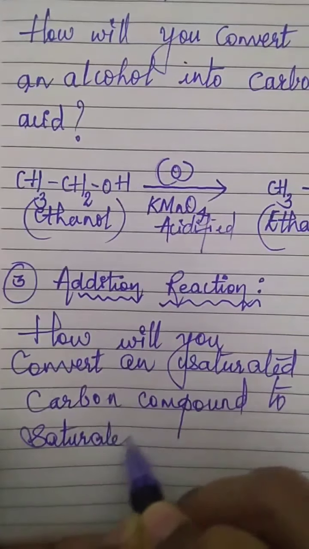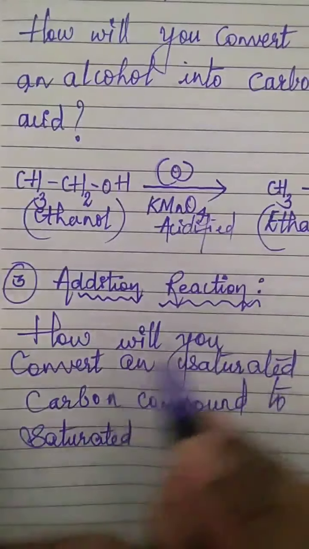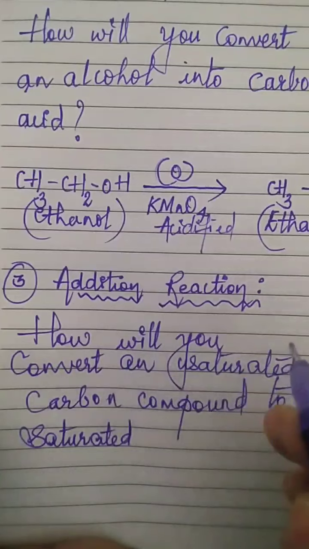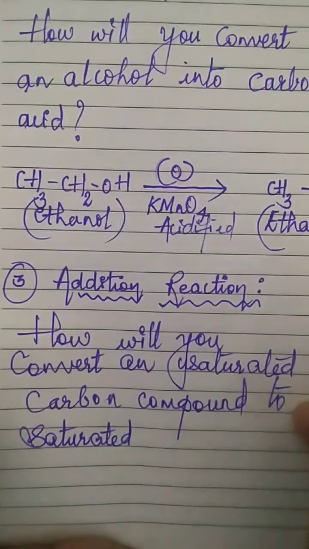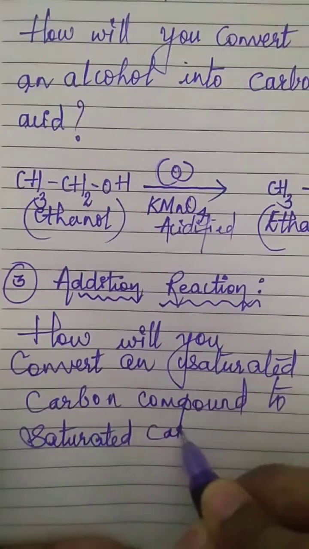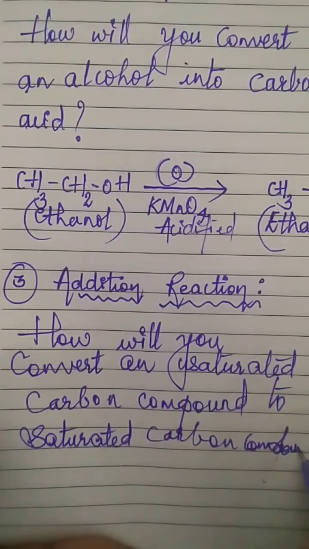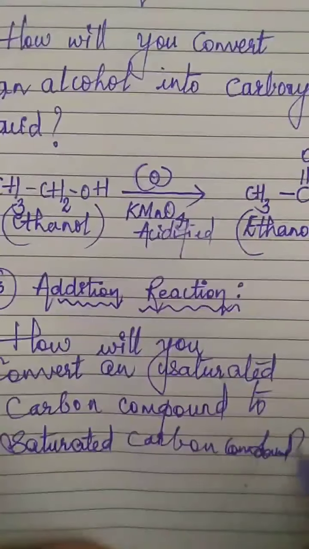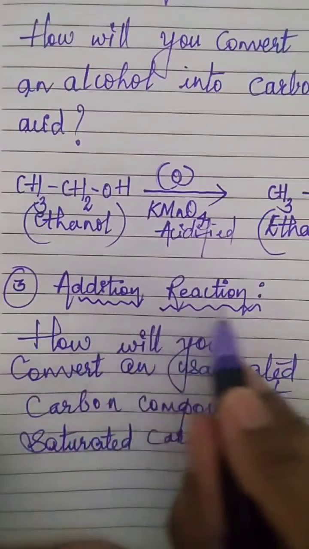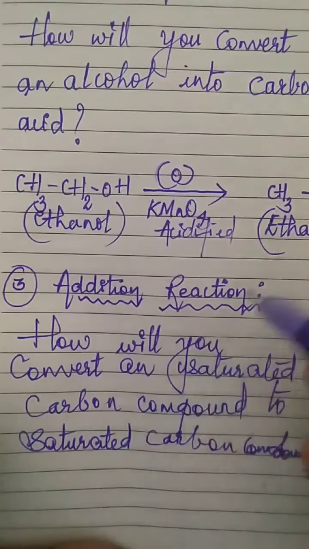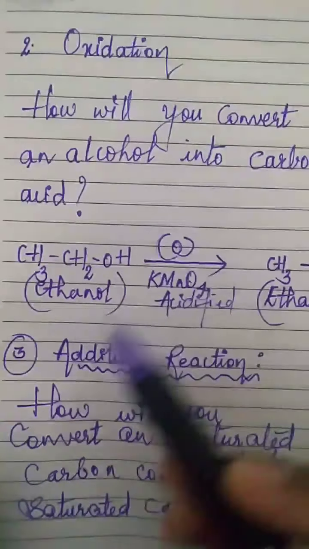An unsaturated carbon compound means a compound which has a double bond or triple bond. How will you convert that unsaturated carbon compound to a saturated carbon compound? You will make the unsaturated hydrocarbon undergo an addition reaction. For unsaturated to become saturated, you will allow that unsaturated hydrocarbon to undergo an addition reaction.